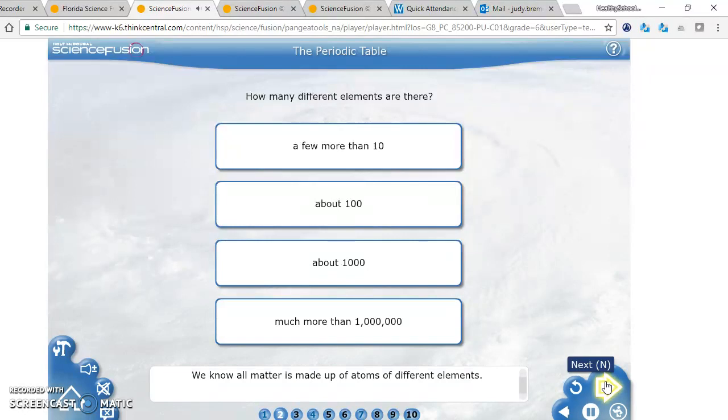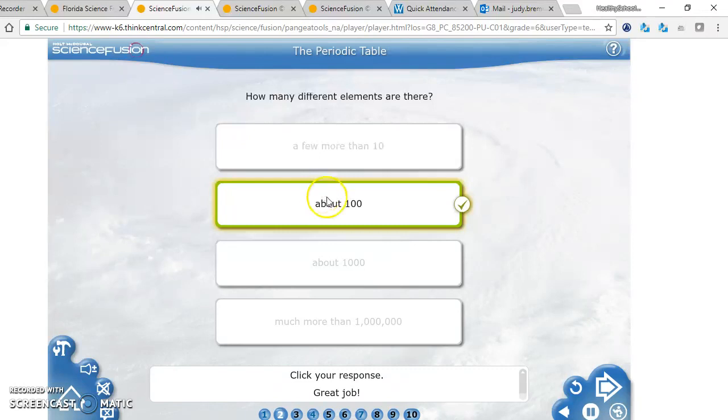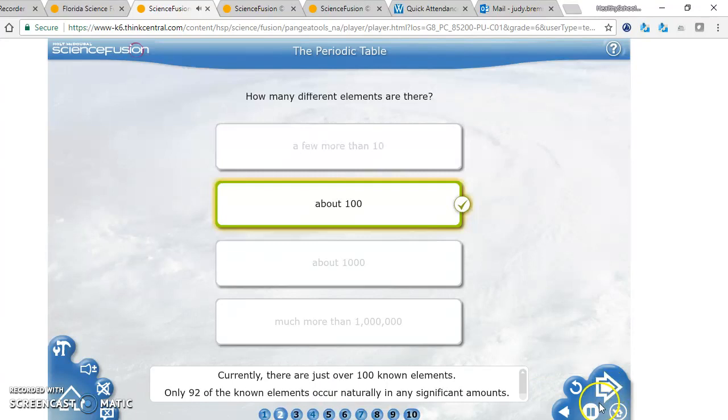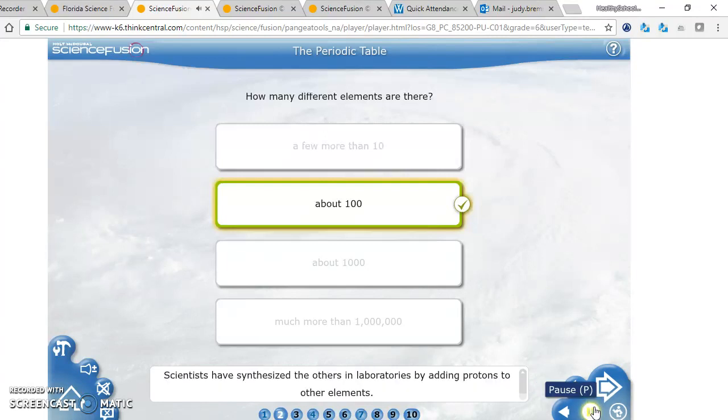How many different elements are there? Great job! Did you know we're still continuing to discover new elements? It's true. Currently, there are over 100 known elements. Only 92 of those known elements occur naturally in any significant amount. Scientists have synthesized others in laboratories by adding protons to other elements.